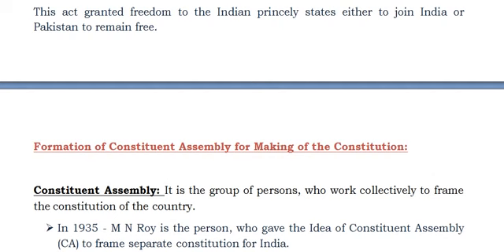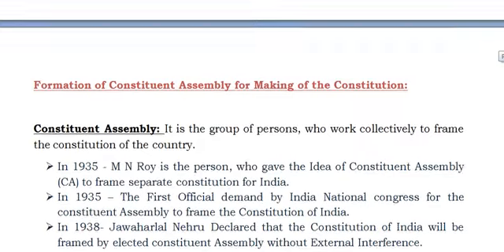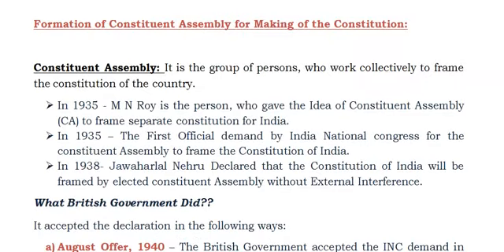The formation of the Constituent Assembly for making the constitution. First, if you want to make any constitution, if you want to write anything, you need to have the basic skeleton. So we already got the basic skeleton from 1935. That's okay. So we need to have some group of people, a committee of people. The group of people is called the Constituent Assembly. So wherever you hear the word Constituent Assembly, it means a group of persons who work collectively to frame the constitution of the country. That is the meaning of the Constituent Assembly.